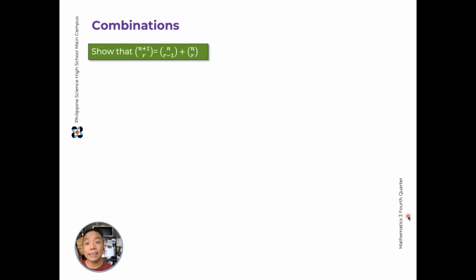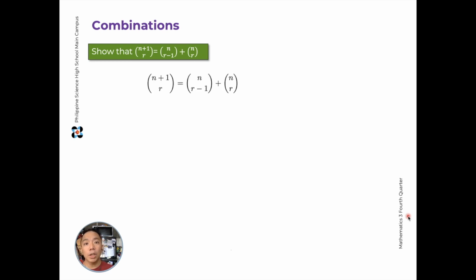Lastly, this is not an example, but more of a theorem. We want to show that n plus 1 choosing r or n plus 1 taken r, this is equal to n taken r minus 1 plus n taken r. We will show this identity in 2 ways. Yung una, gamitan lang natin siyang straightforward na computation.